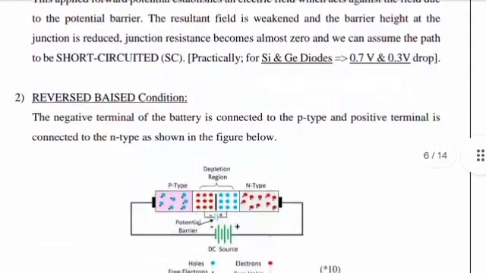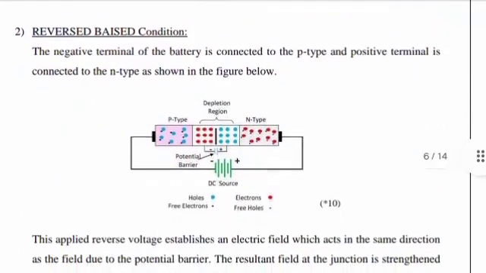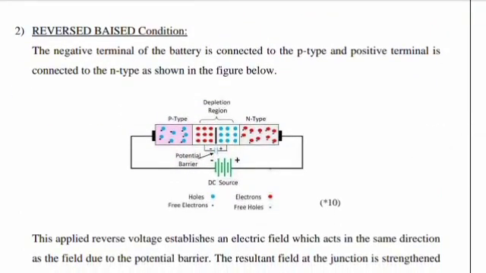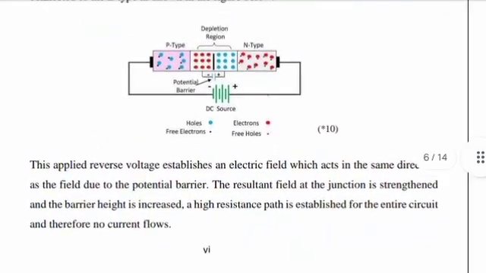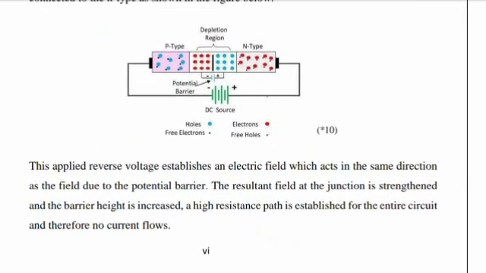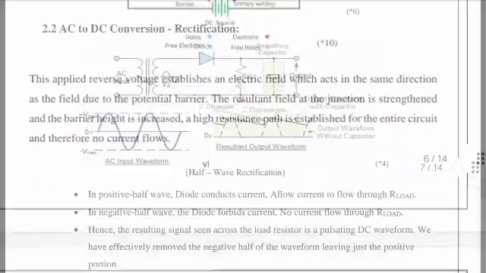And in reverse bias condition, the negative terminal of the battery is connected to the P type and the positive terminal to the N type as shown. Here, the applied reverse voltage establishes an electric field which acts in the same direction as the field due to the potential barrier. So the resultant field gets strengthened and barrier height is increased. A high resistance path is established and therefore no current flows.